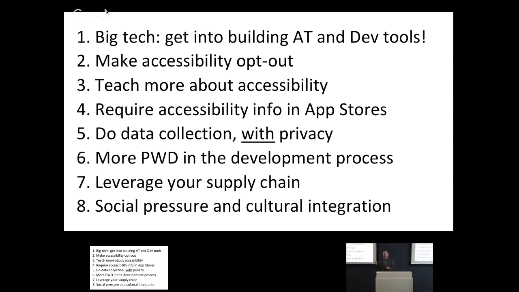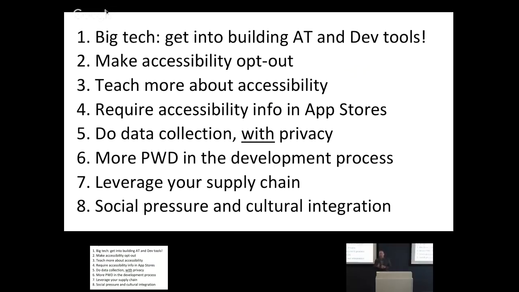We have to make accessibility opt out, where it asks you the questions and you have to try hard if you want to not put it in, rather than try hard if you want to put it in, where we have accessibility features sort of hidden away. We need to teach more about accessibility of technology at all levels of education. And when we do, we need to not only teach about the societal impacts, we also need to teach about how you actually code for it, how you build for it. We need to require that developers for their apps in app stores have to post information about whether that app is accessible or not.